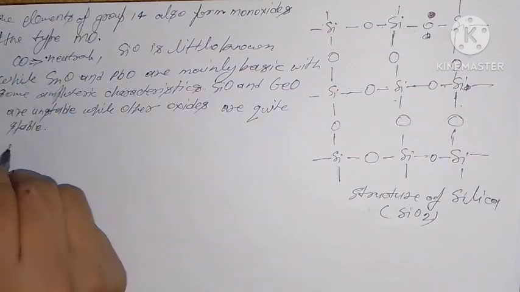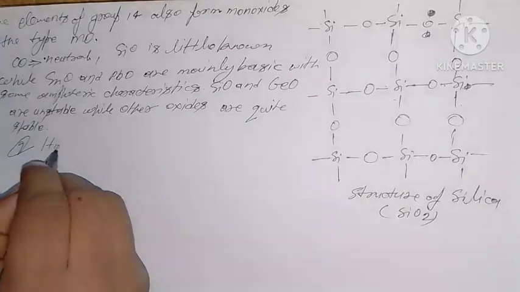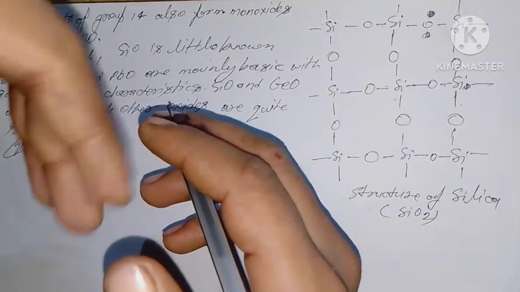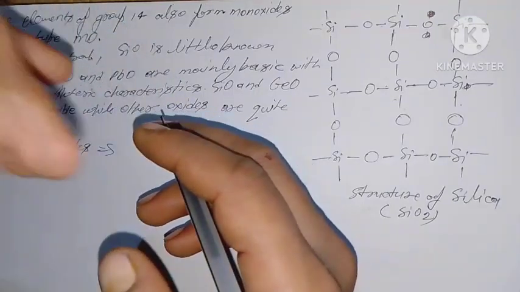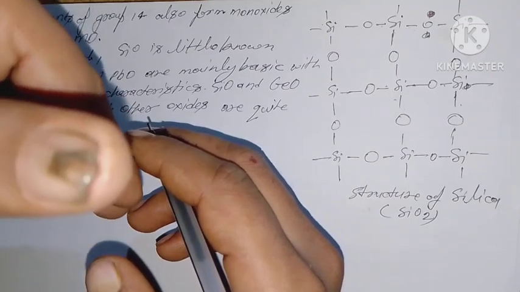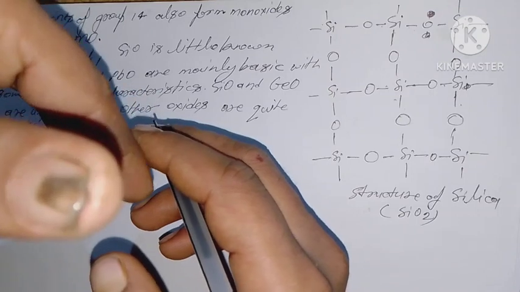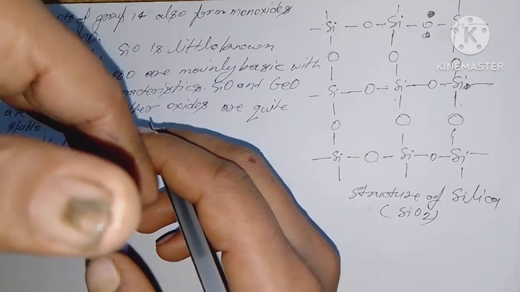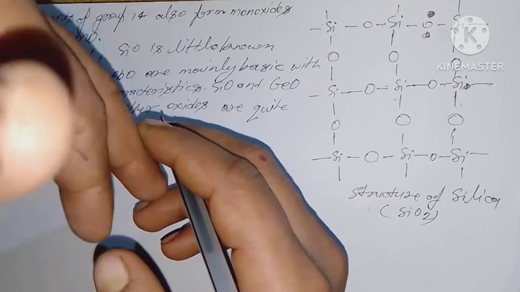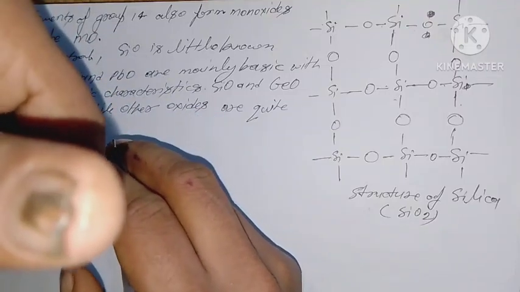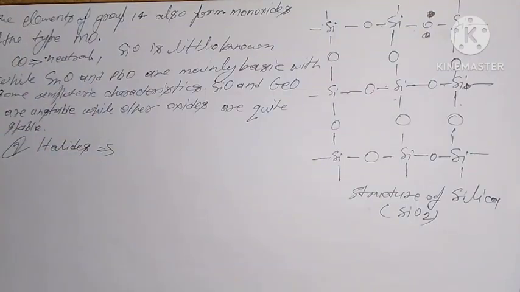Okay. Next, highlights. Second point: the elements of group 14 also form monoxides of the type MO. Carbon monoxide, CO, is neutral. Silicon monoxide is little known, while stannous monoxide and lead monoxide are mainly basic with some amphoteric characteristics. Silicon monoxide and germanium monoxide are unstable, while other oxides are quite stable.